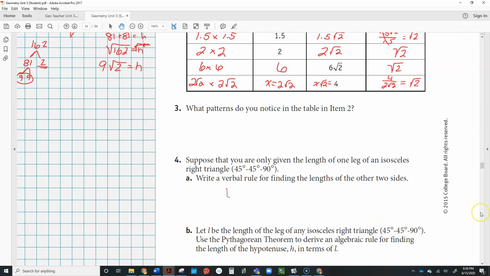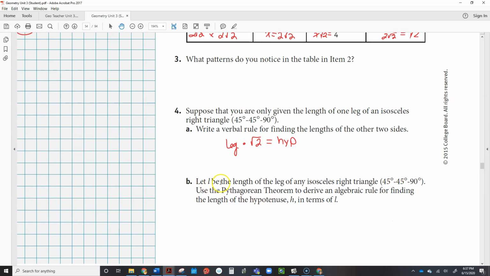Yes. This is the leg. I can take the leg and multiply the leg length times the square root of 2, and that will always equal the hypotenuse. That's what I learned up there. So that's as verbal as I'm going to get. Multiply and equals, it's okay to use those as symbols.